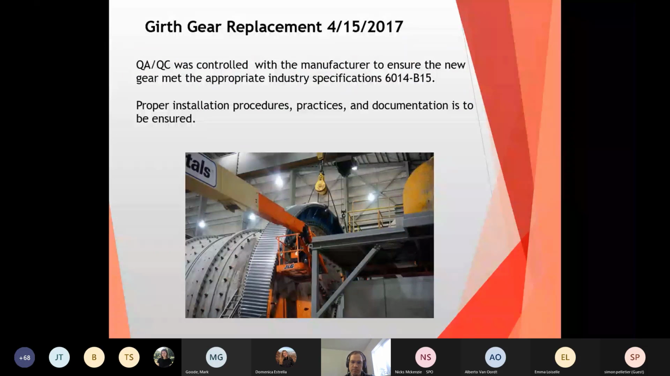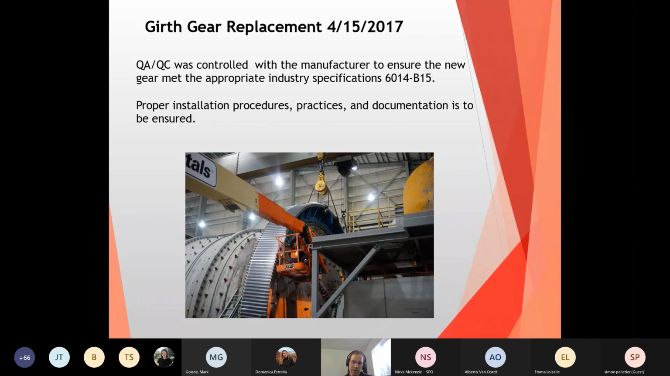And so, in accordance with our asset management structure here, once this cracking was found, the site started looking at the replacement gearing. They did not have a spare, and so on the back end, the process was started to procure that new gear and work with the manufacturer on ensuring that all the quality assurance documentation was done properly, and that it was manufactured to the highest industry standards.